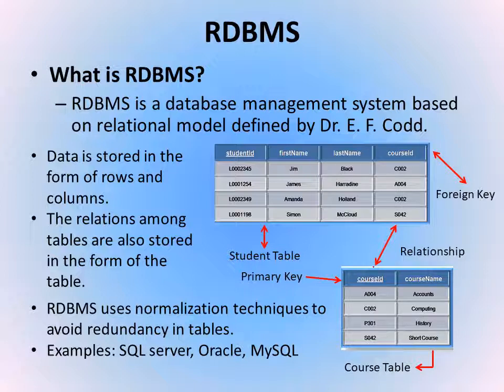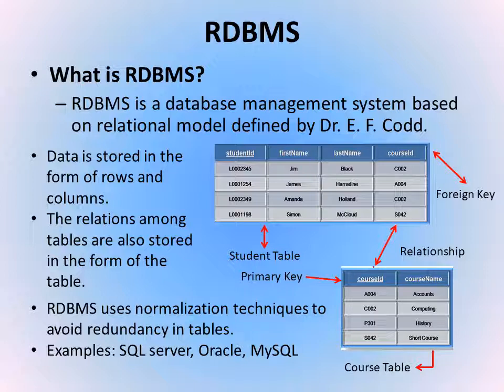So as shown in the figure, the student's information is stored in the student's table in the form of rows. That is, the record of each student is stored in the form of a row, and each row consists of several columns. Similarly, the first name column will store the first name of all the students.